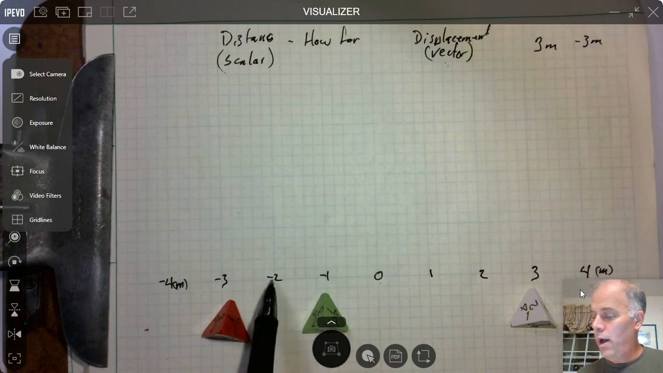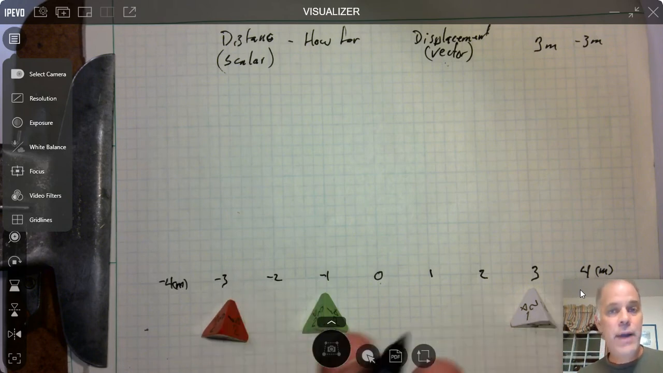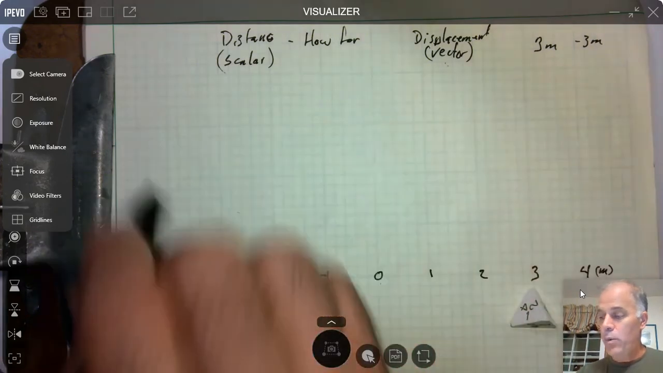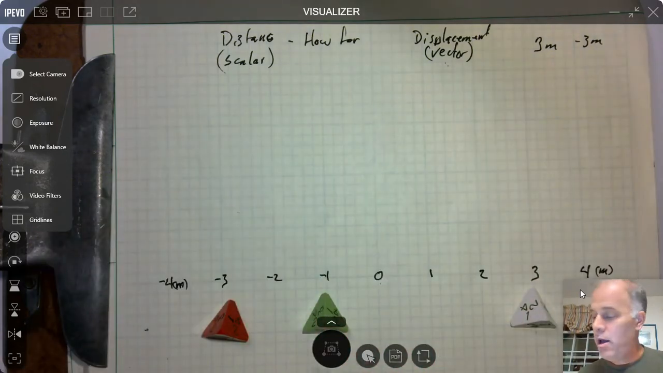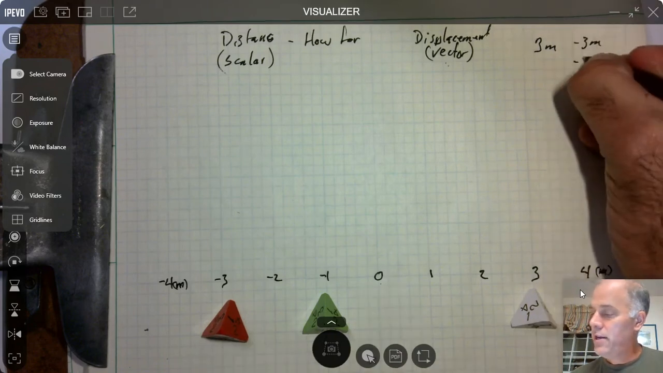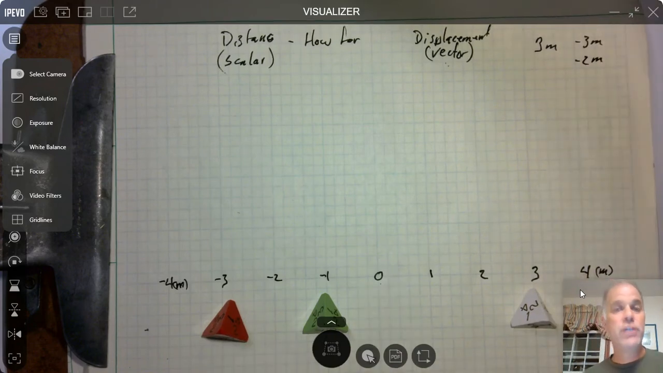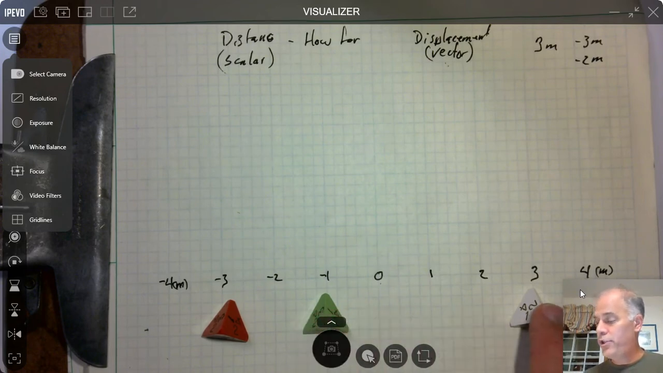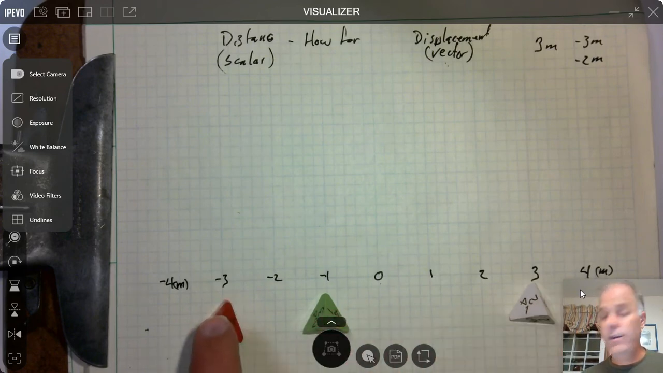So we went 1, 2 in the negative direction. And it doesn't matter what we did on the way. It doesn't matter what course or path we took. All we care about is where we started and where we ended. And in this case, it is -2 meters. That is our displacement for this trip. The distance was 10, but the displacement is -2.